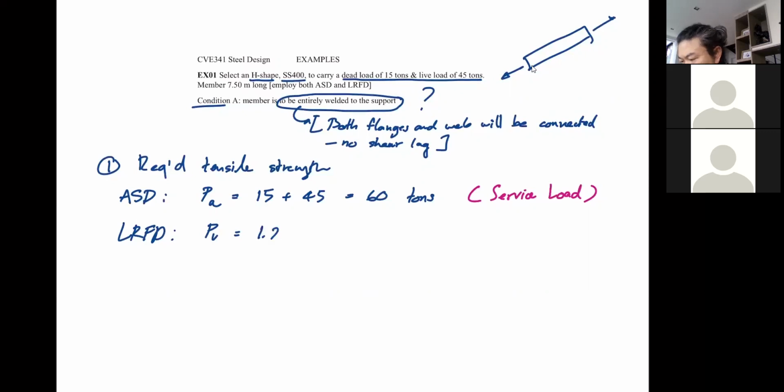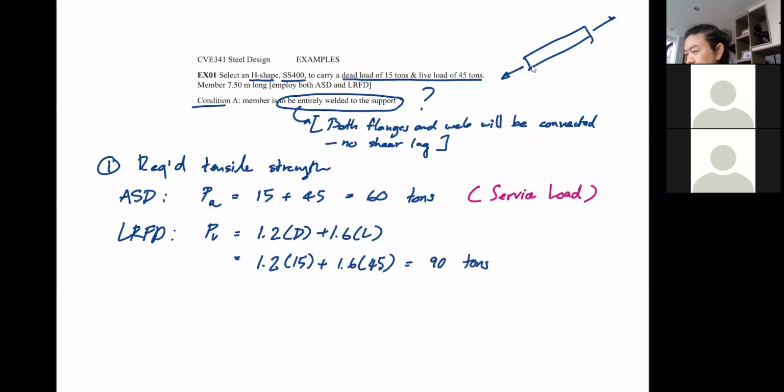Okay, so we have 1.2 dead load. Let me write this one for you. 1.2 dead load plus 1.6 live load. So it becomes 1.2 times 15 plus 1.6 times 45. This turns out to be 90 tons. And I call this factored load.